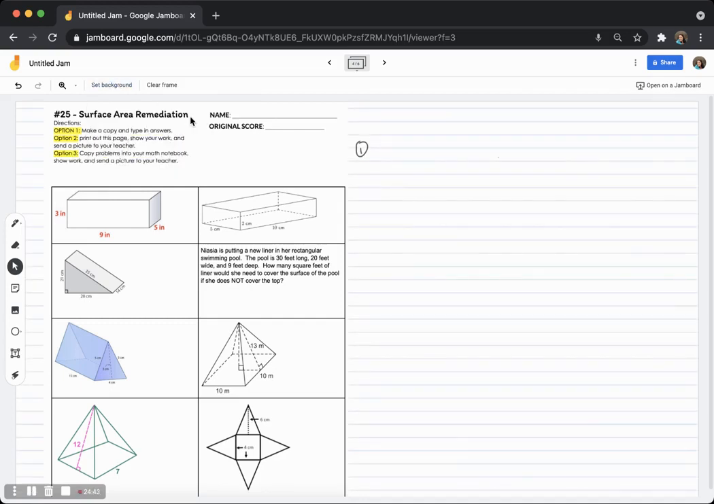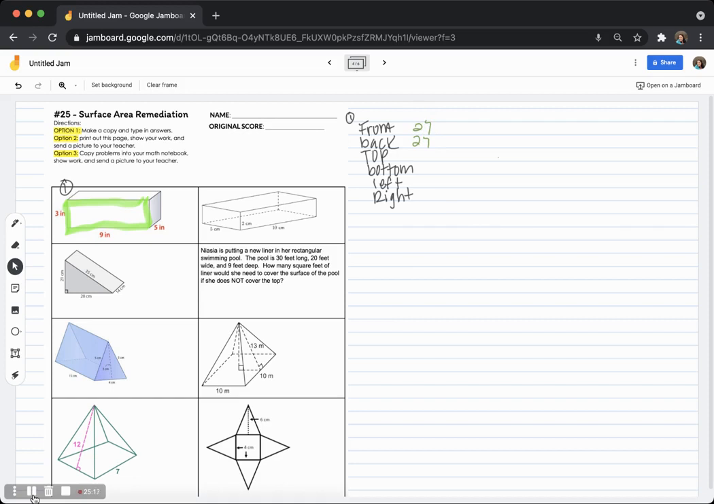All right, so number 1. On a rectangular prism, you have 6 faces. Those faces are the front, the back, the top, the bottom, the left, and the right. So the front face here, if I highlight this, is a 9 by 3 rectangle. So 9 times 3 is going to give us 27. The front and the back will have the same area.